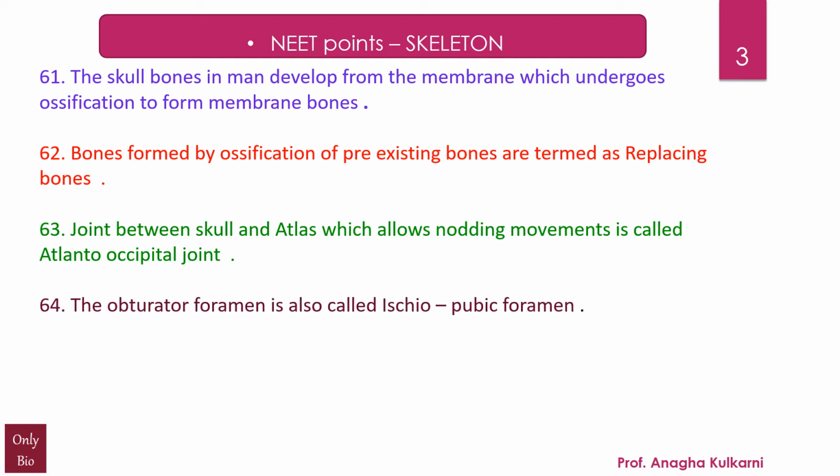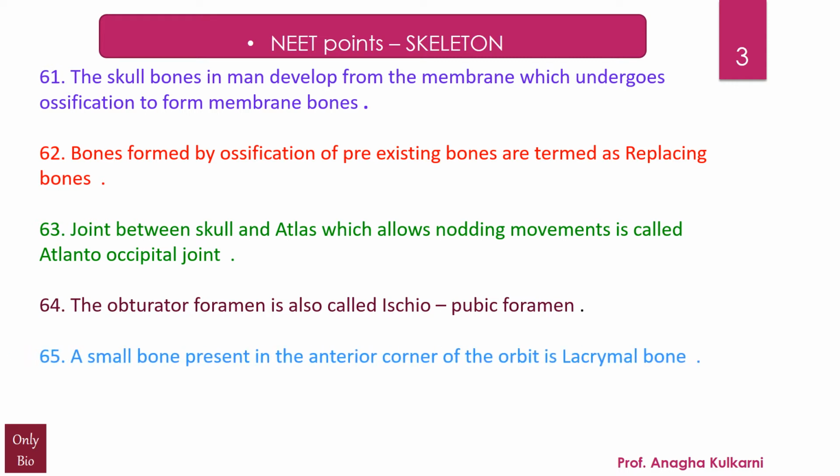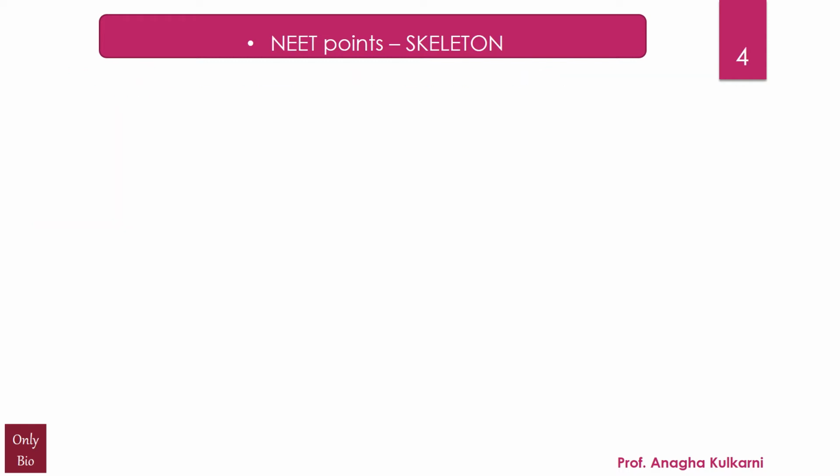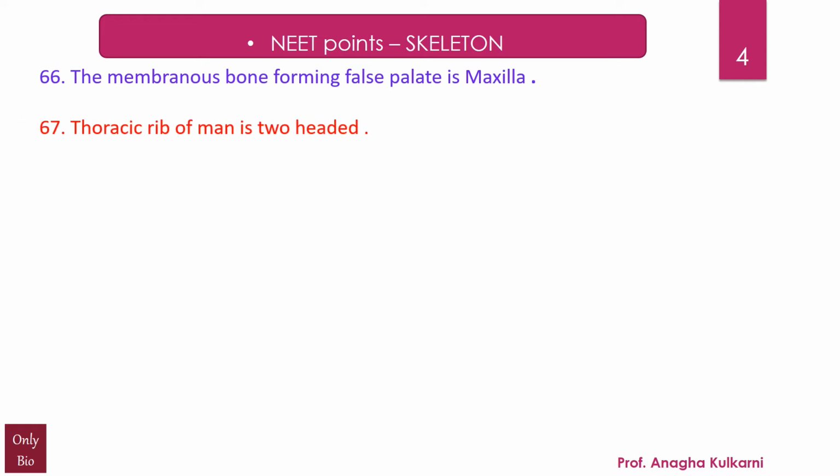Next, the obturator foramen is also called ischiopubic foramen. Next, a small bone present in the anterior corner of the orbit is the lacrymal bone. Point number 66. The membranous bone forming false palate is maxilla. Next, thoracic rib of man is two-headed.